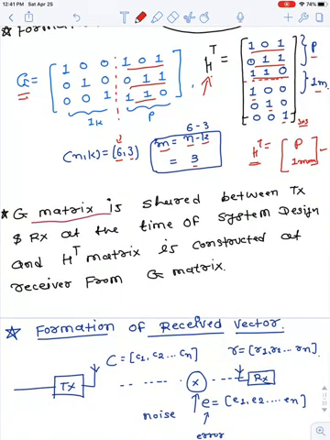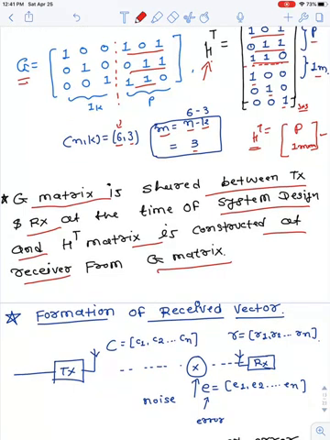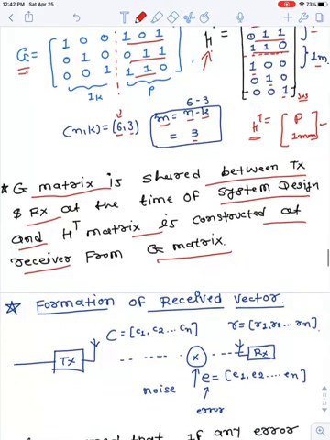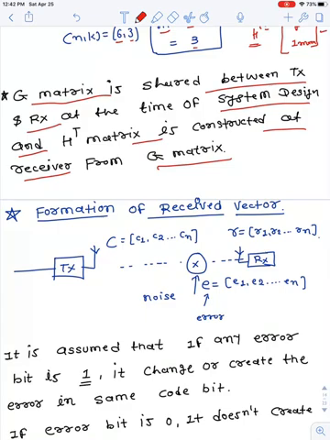So this is written here: the G matrix is shared between the transmitter and receiver at the time of system design, and the HT matrix is constructed at the receiver from the G matrix. It is a very primary matrix to start with the decoding process. So this part you have to learn. The HT matrix is constructed from the G matrix, where the first part is the parity matrix, similar to the parity matrix shown in the G matrix, and the bottom part is formed as an identity matrix with a size of M cross M. This HT matrix is to be stored in the memory of the receiver, and is used to decode the signal.